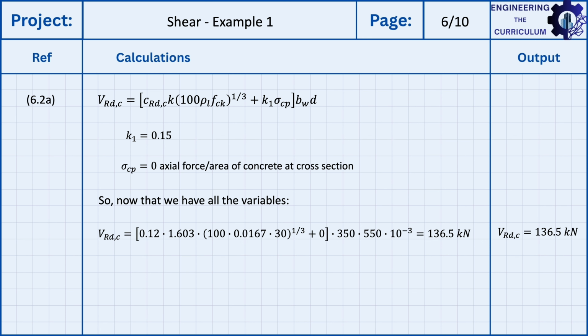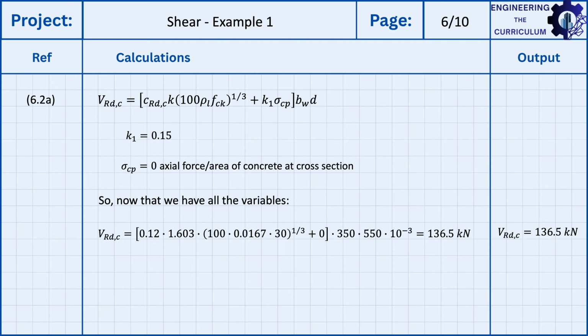And now we have all the variables and we can put them all in the equation to find out what VRd,c is. So CRd,c 0.12 times k 1.603 times 100 times the reinforcement ratio of 0.0167 times fck, which is 30, all that to the power of a third, plus 0 because we already agreed there was no axial force, and all of that times bw 350 times d, the effective depth, 550, and once again 10 to the minus 3 to organize my units into kilonewtons. And I find that VRd,c is 136.5 kilonewtons.